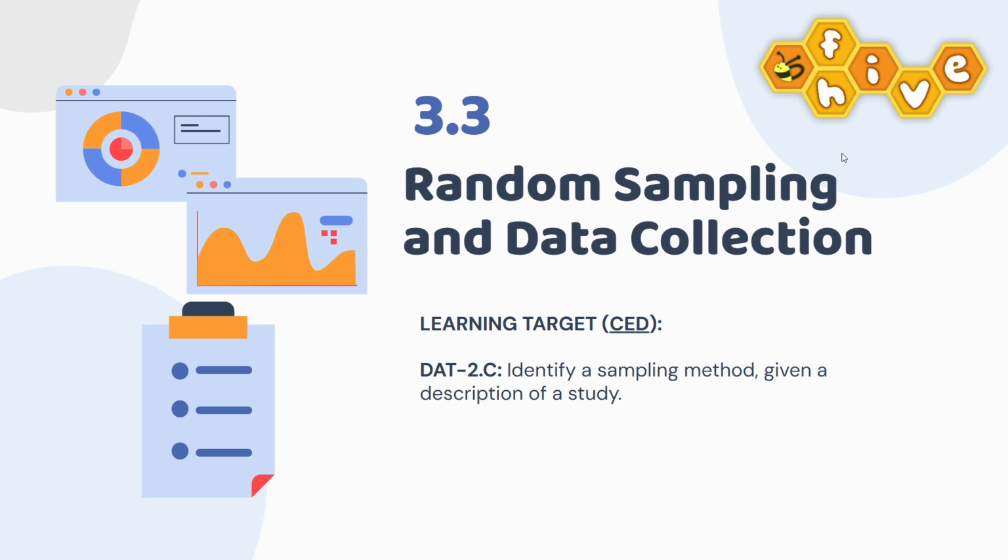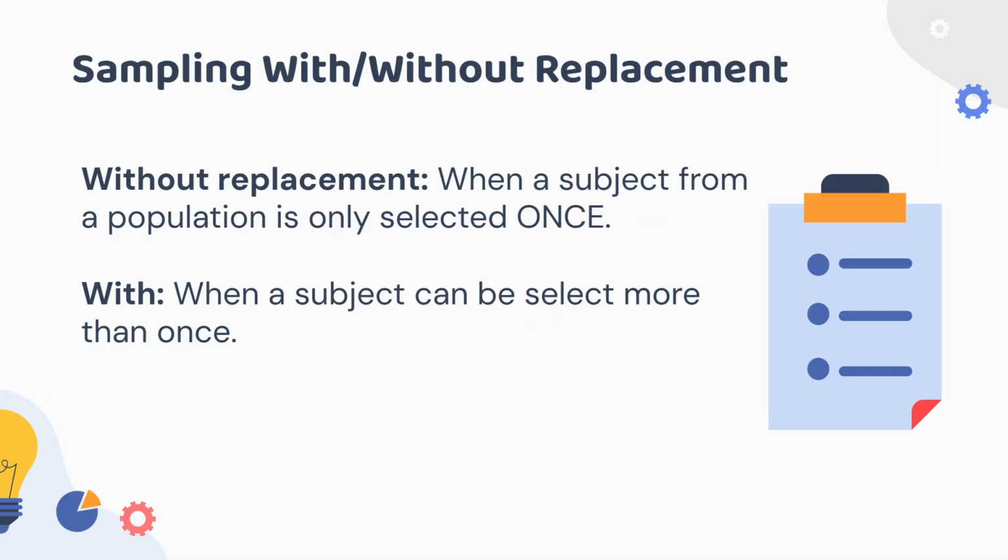So now we're going on through 3.3, which is now random sampling and data collection. So when you sample without replacement, okay? When a subject from a population is only selected once, so you select someone from the population and you don't select them again. You can't select them again, so you don't replace them back into the pool of the population.